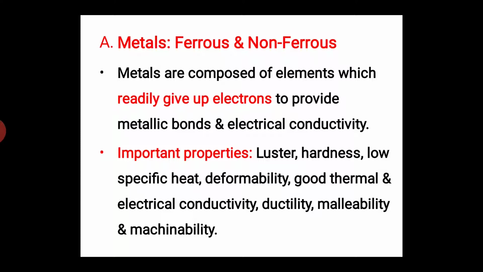Then electrical conductivity. Electrical conductivity is nothing but the transfer of current without much resistance. Then ductility and malleability are the properties possessed by a metal from which we can form sheet metal, or on which wire drawing processes can be performed. Machinability means the ease with which we can perform cutting operations on a certain material.